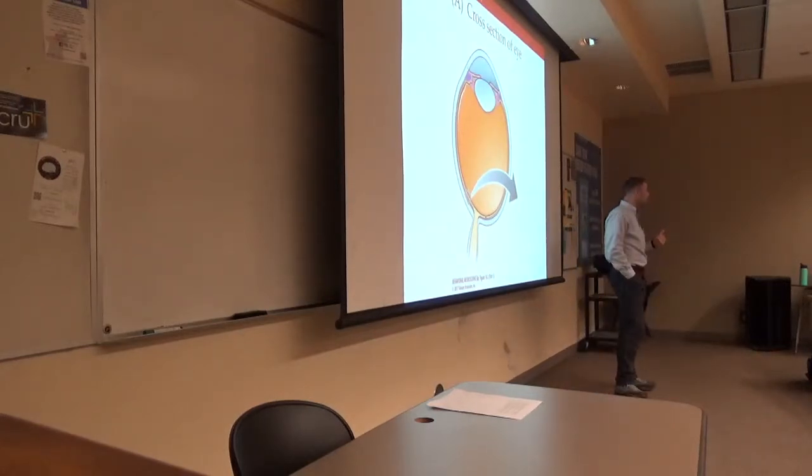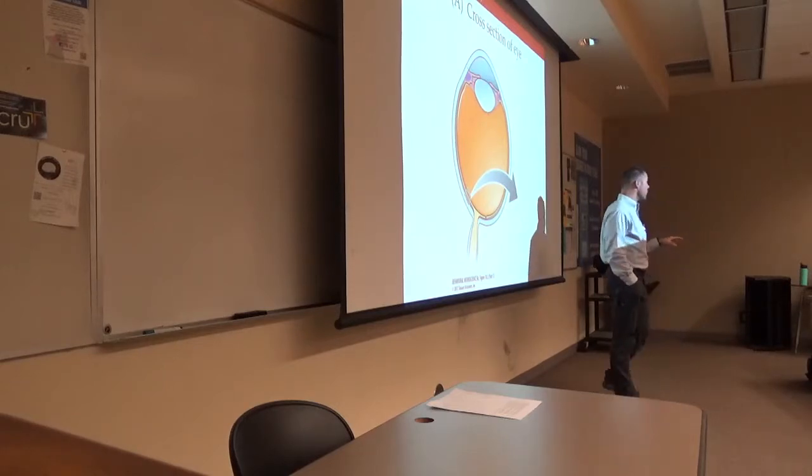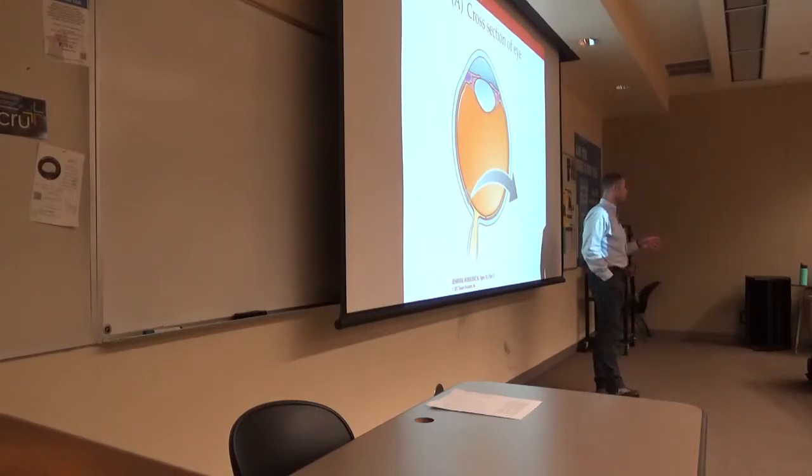So rods are for black and white, and the cones are for color. The cones are going to help detect sensitivity to colors, and the rods are going to help detect black and white.